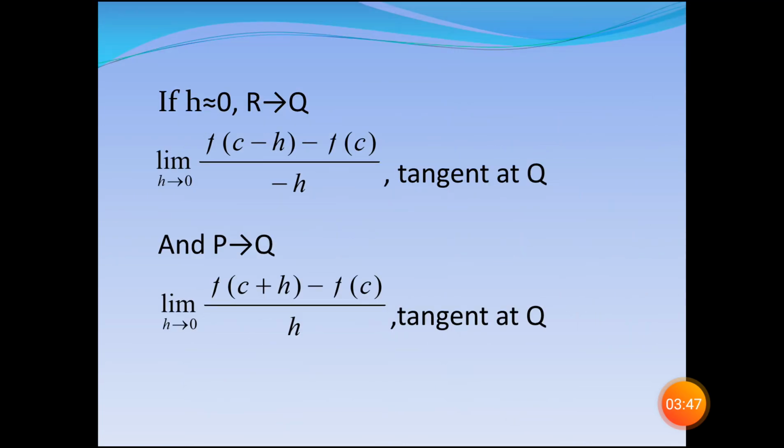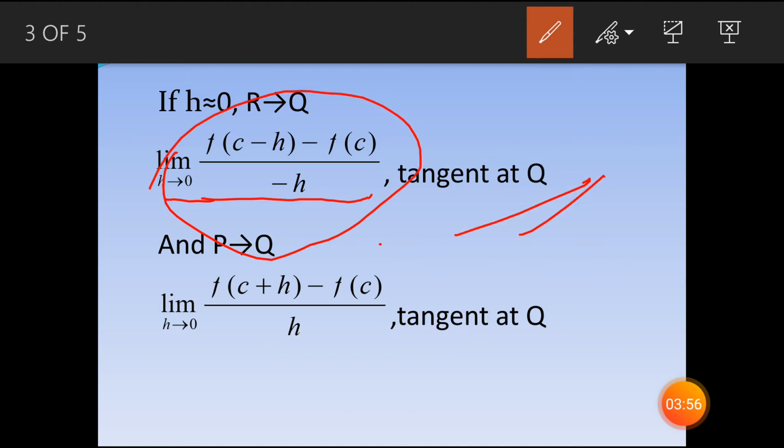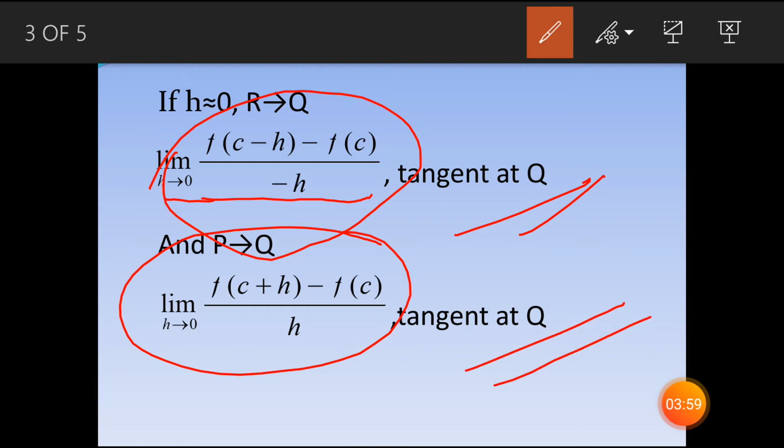So what will happen if you apply the limit as h tends to 0? This whole concept is nothing but the tangent at Q, and in this case also it is the tangent at Q. So in short, we can say that if a function is differentiable at a particular point, then we get a tangent at that particular point. So differentiation means the tangent at that particular point, the slope of the tangent at that particular point. This is the geometric concept of differentiation.